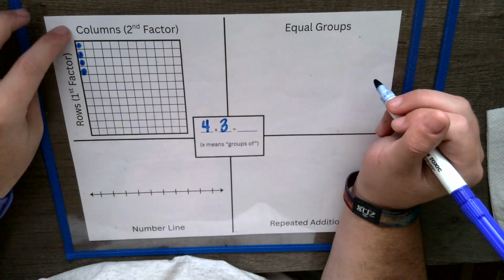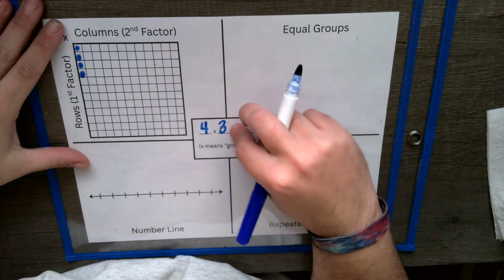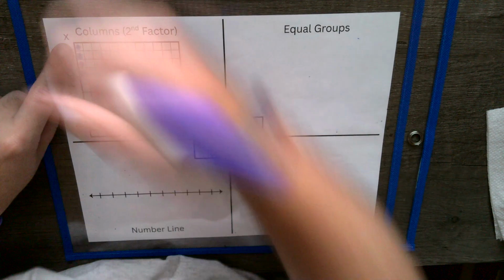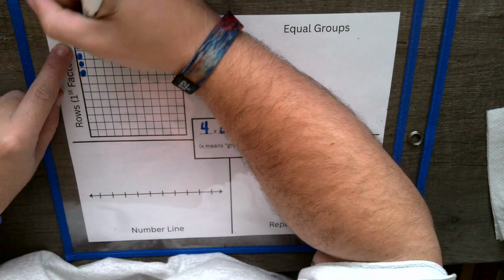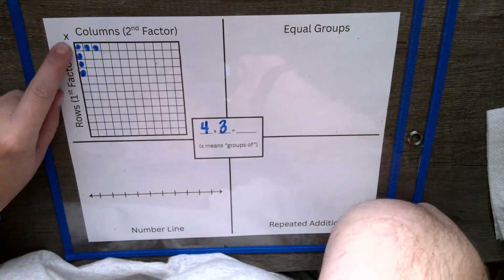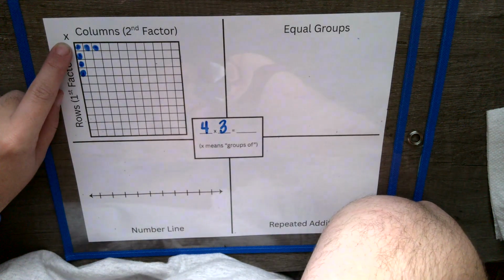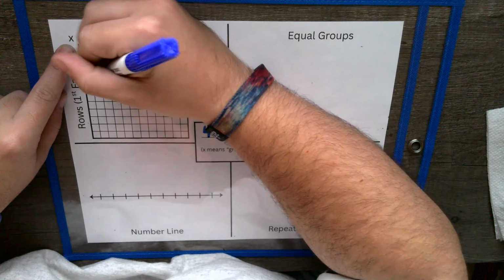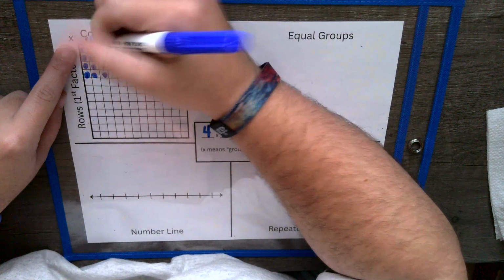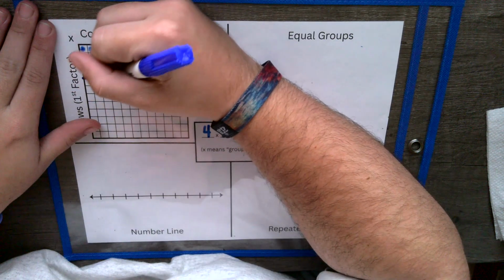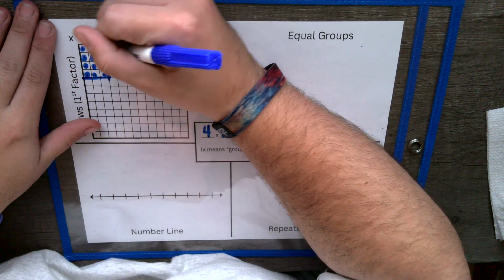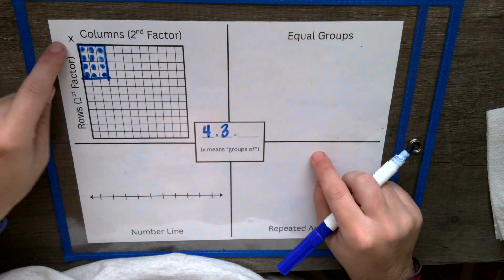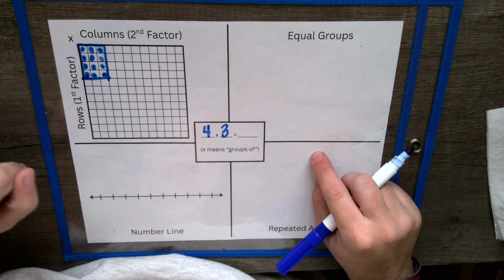For my second column, or my columns, I'm going to use 3. And you're going to start in the left-hand corner again. You already have 1 dot filled in, so you're going to count 2 more. So now you have 3. And then you're going to fill them in. So here you have 4 groups of 3. I have 4 rows with 3 in each.